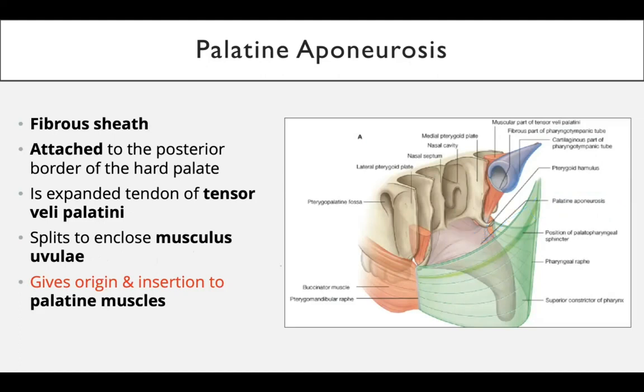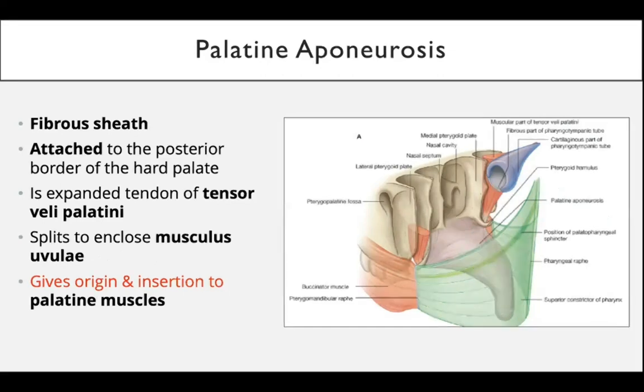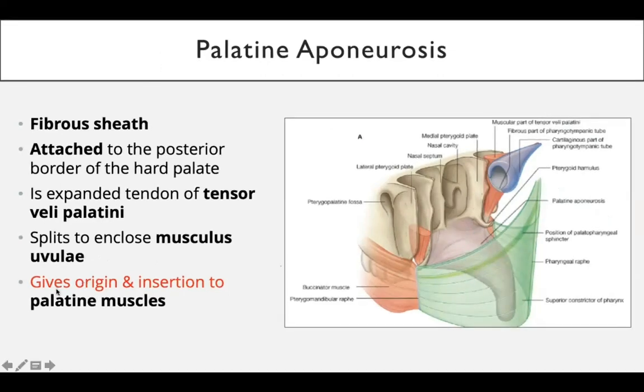Okay, so it gives origin and insertion to palatine muscles. So palatine aponeurosis is an important aponeurosis present at the palate area. It's a fibrous sheet. It is attached to the posterior border of the hard palate. It is the expanded tendon of tensor palati palatini. The tendon of this muscle gets expanded and forms this palatine aponeurosis. We got the attachment. We know it's a fibrous sheath, and it encloses an important muscle that is musculus uvulae.